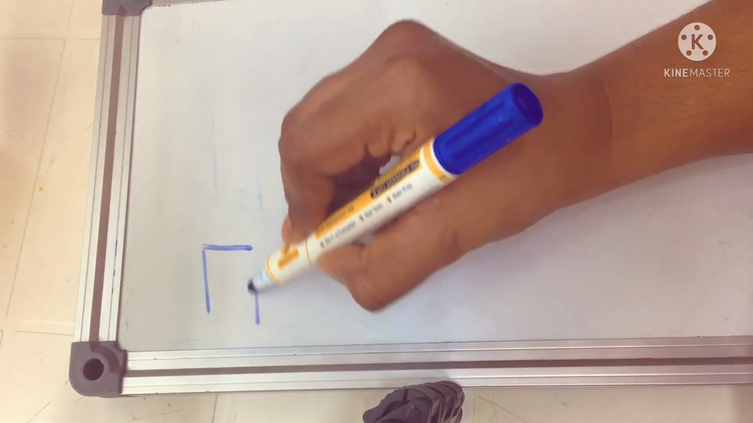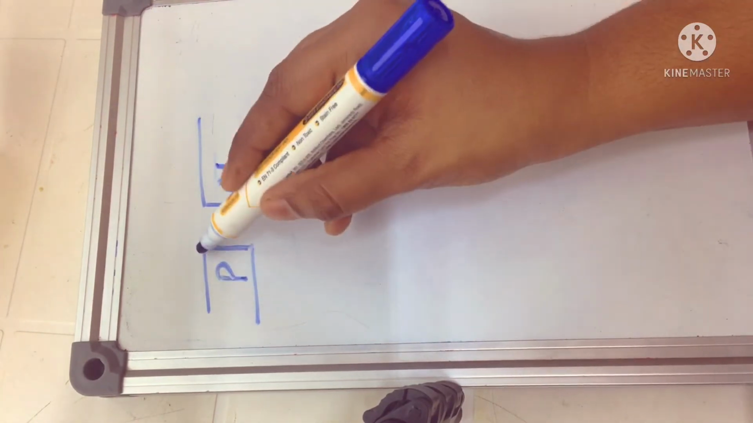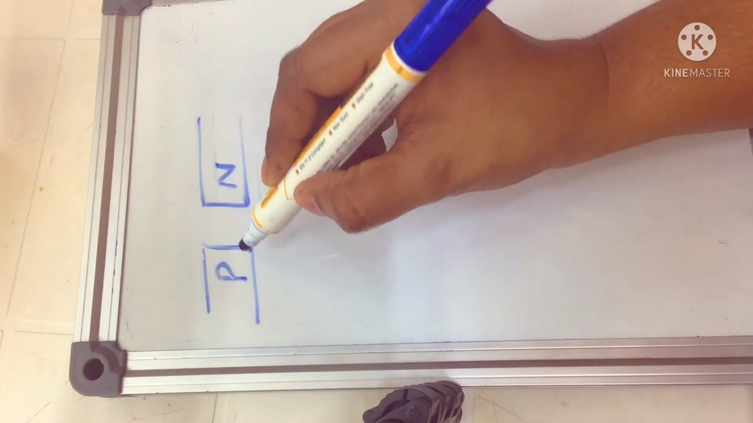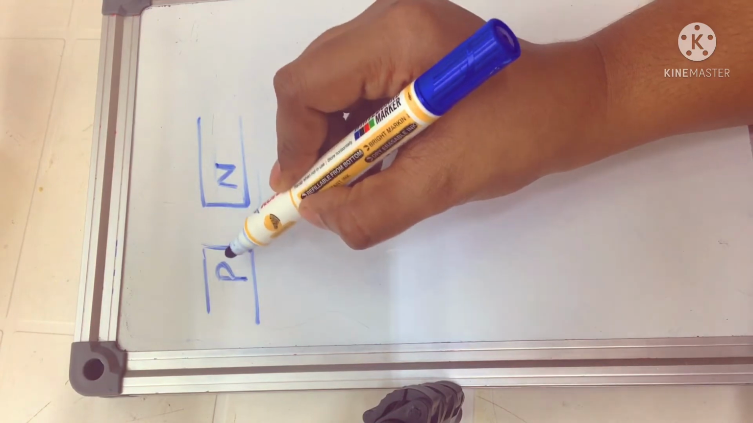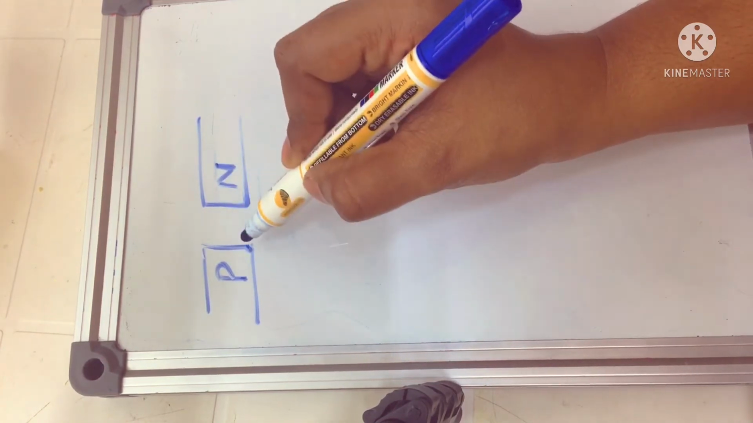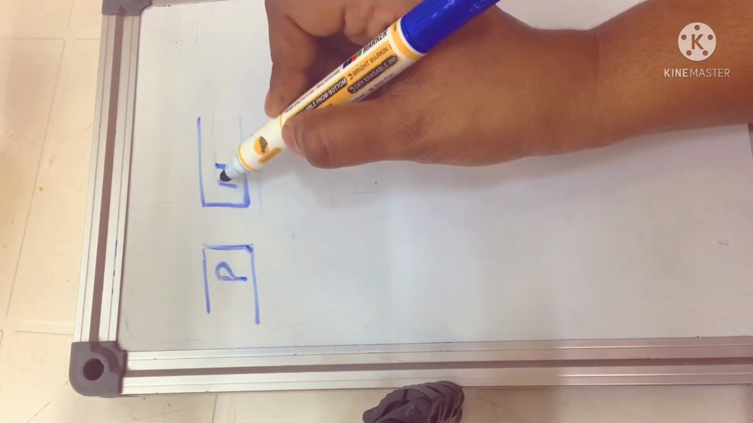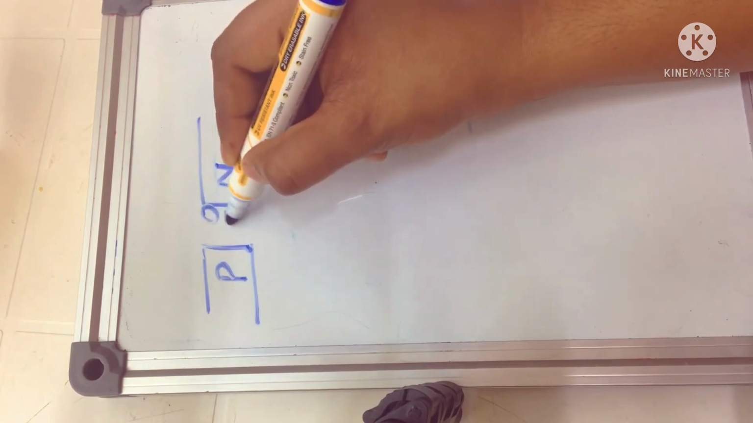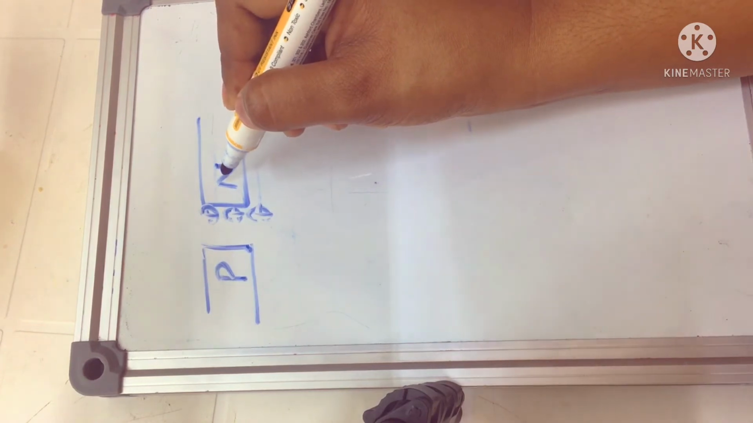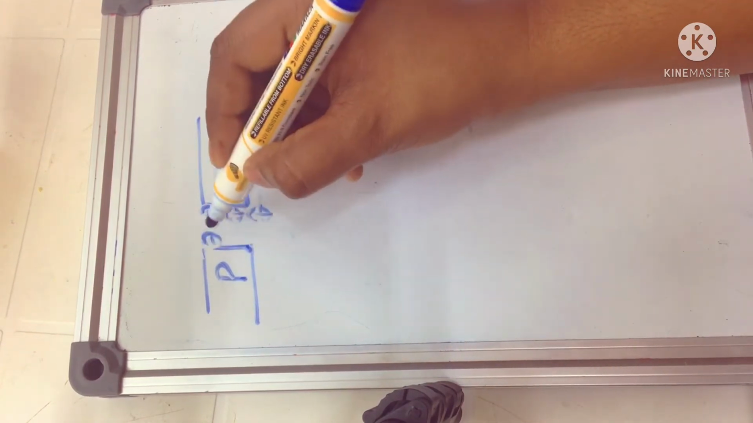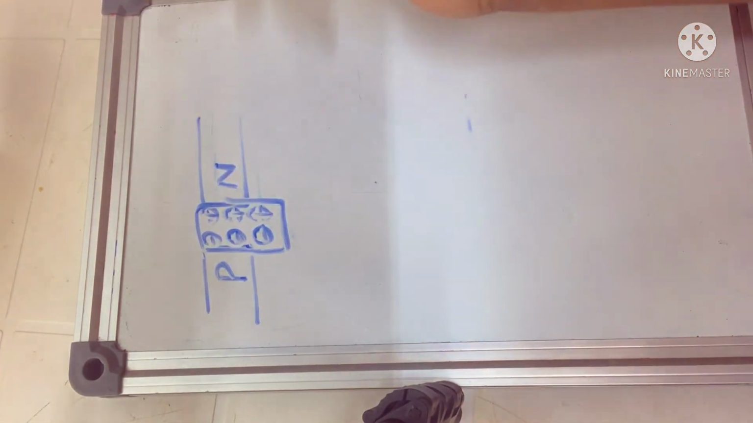First, we consider diffusion. This is a p-type and n-type. We know that the majority carriers in the p-type are holes and the majority carriers in the n-type are electrons. When p-type and n-type come together, due to attraction, the holes on the p side are attracted by the electrons on the n side and come here. In the same way, electrons on the n side are attracted to the p side and come here. This is known as diffusion.